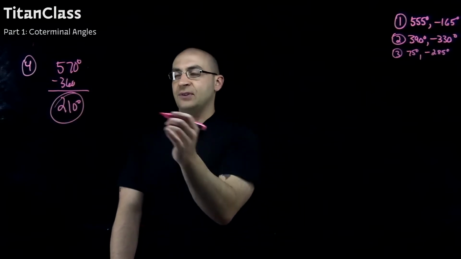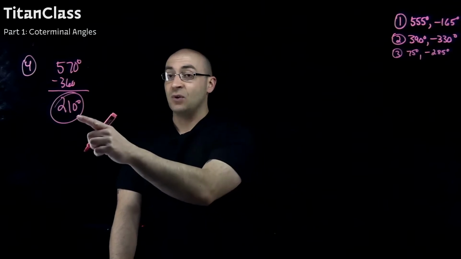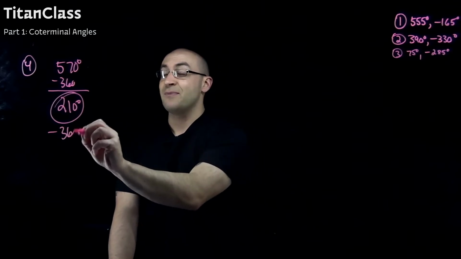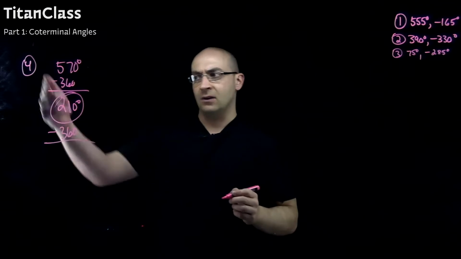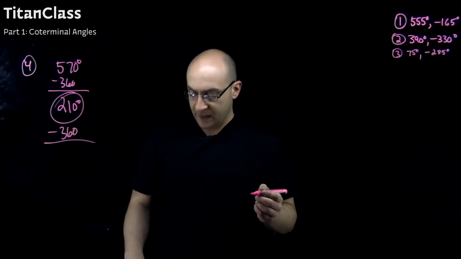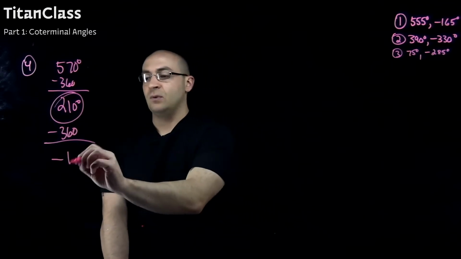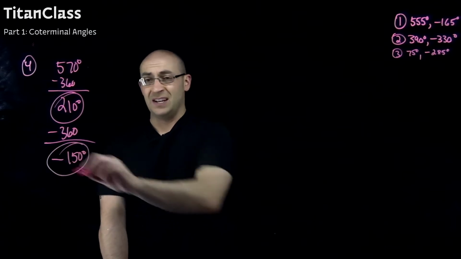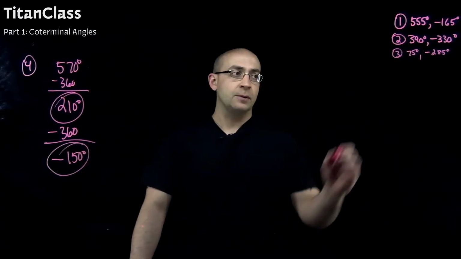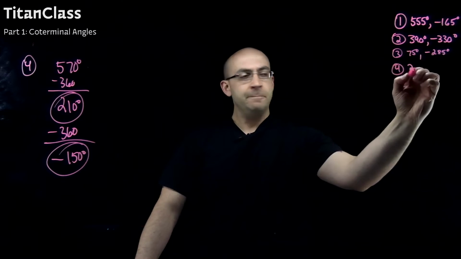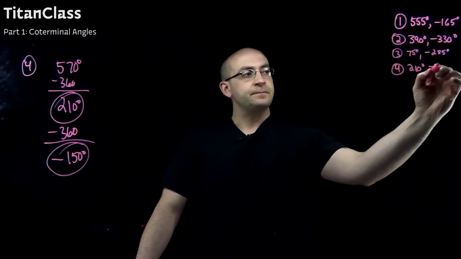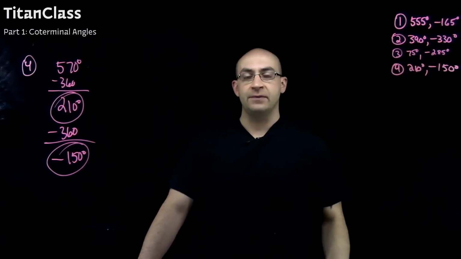Now, we don't really have to go back to 570. I can go from the 210 and subtract 360 from that, because again, they're all going to be coterminal to each other. Anyway, when I do that, I'm going to get negative 150 degrees, which is going to give me my negative coterminal. So number 4, 210 degrees and negative 150 degrees. Okay.